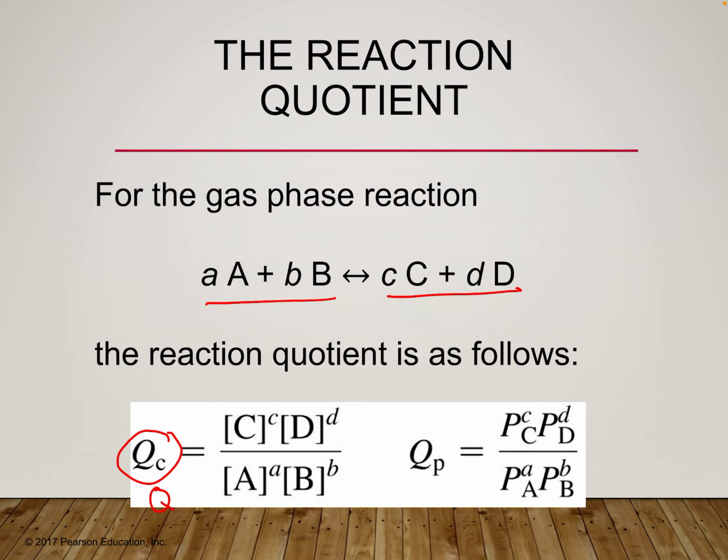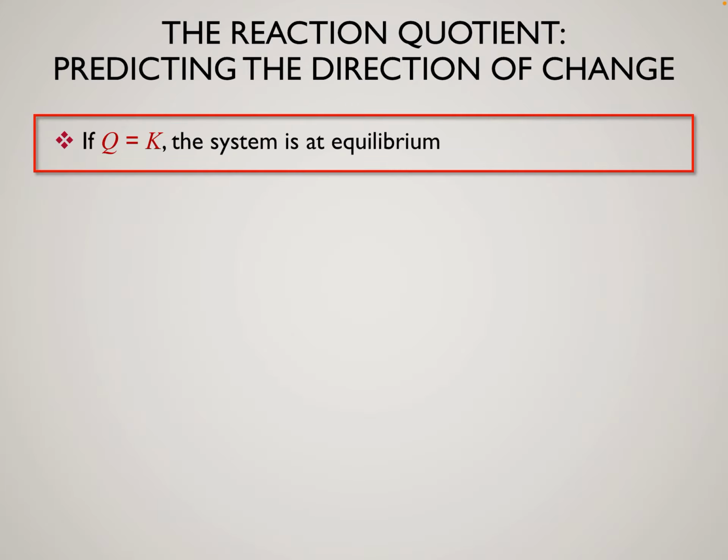If Q and K are the same, then it's at equilibrium. Great. But if Q and K are different, that's when we have to figure out, okay, is it going to shift left or is it going to shift right? So the first thing you'll always do when you're approaching an equilibrium problem is to plug in all of your numbers for Q, calculate Q, and see what it is. Then we can compare Q versus K. If Q is equal to K, then the system's at equilibrium. Then you're done with the problem. Woohoo! Easy. It's pretty rare. Otherwise, there'd be no point to the problem, right?